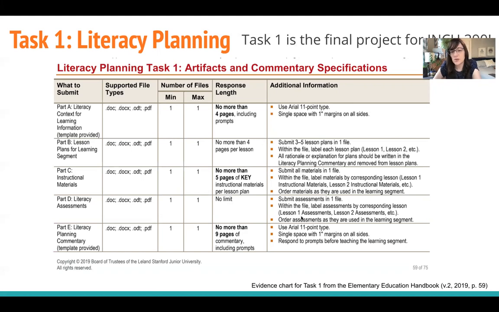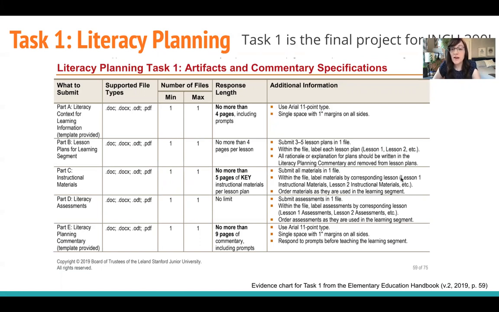You can have as many as you like. They want everything, and therefore we want everything in 390 labeled in a very specific manner. Your lesson plans should be labeled Lesson 1, Lesson 2, Lesson 3. At the top of each lesson plan, start each lesson on a brand new page. Same thing for your instructional materials.